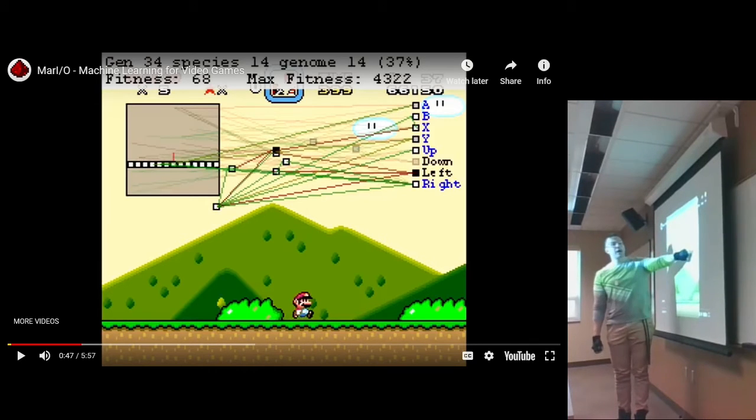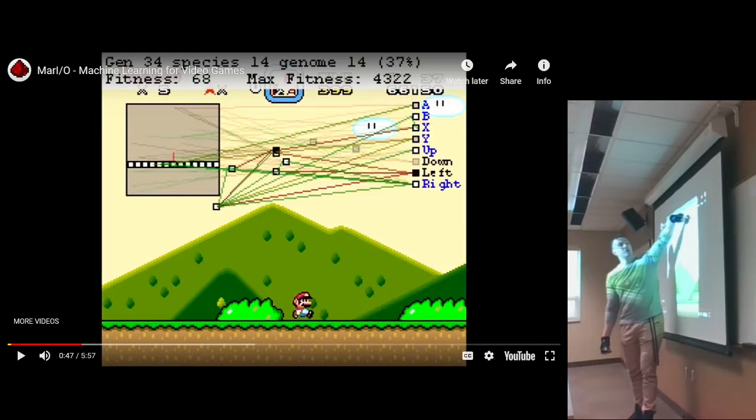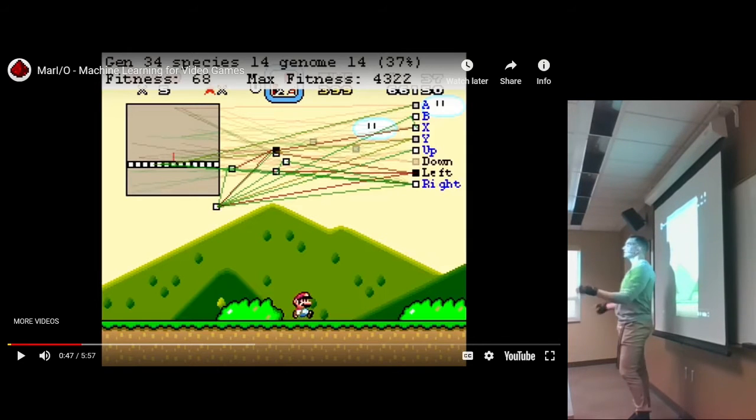And then this is your output. And this is basically the options that you have on the Nintendo controller. You can either press up, press down, press left, press right. You can press A, B, X, or Y. Those are your options in this game.